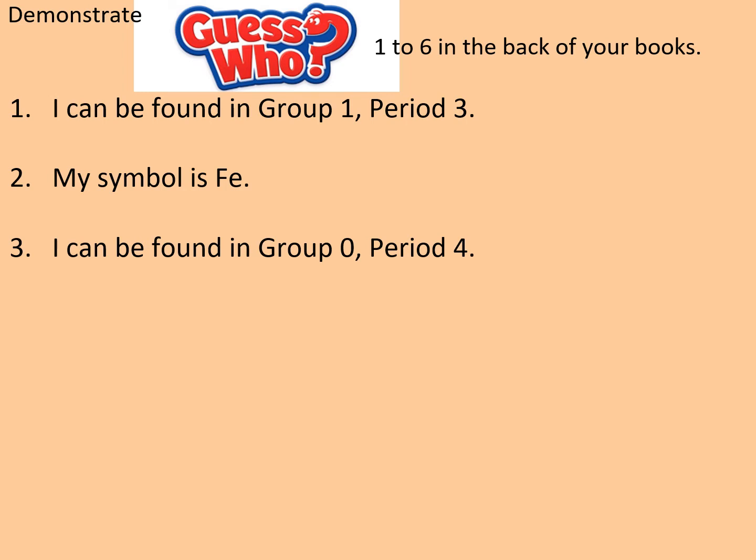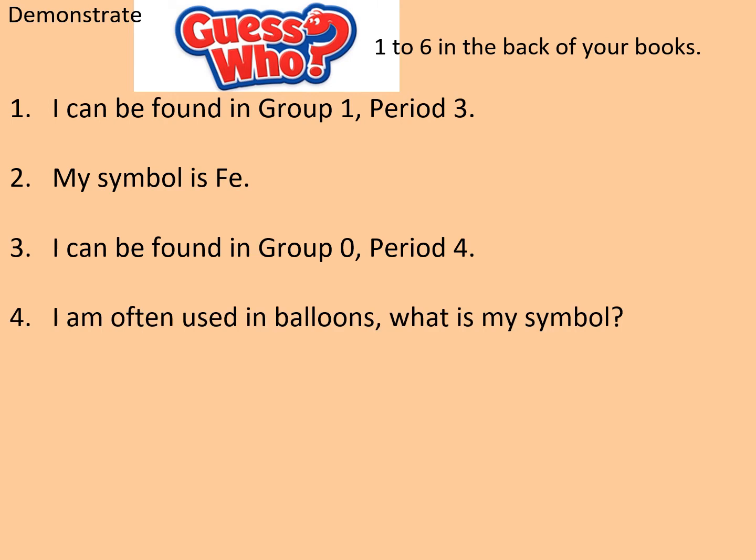Number 3, I can be found in group 0, period 4. So group 0 is on the far right. Period 4 will be the fourth row. Number 4, I am often used in balloons. What is my symbol? So think about what gas is usually used in balloons, particularly balloons that float. Then find the symbol.